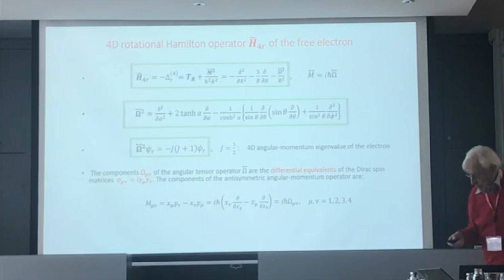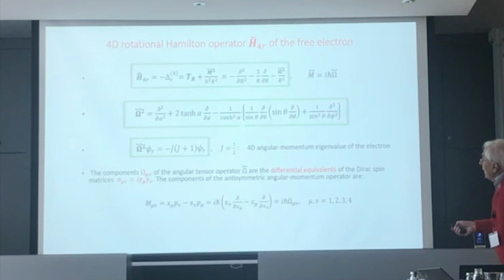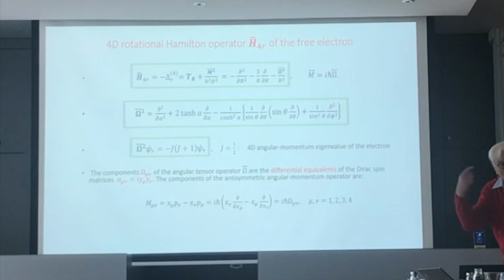And now you see, usually in quantum mechanics, if you do rotation, you have the Laplace operator in spherical coordinates, where phi is the azimuthal variable, and theta the polar angle. And then you just get this term that you all know. It's familiar.